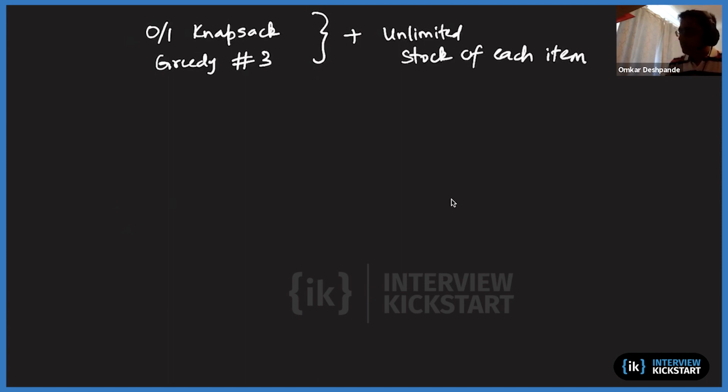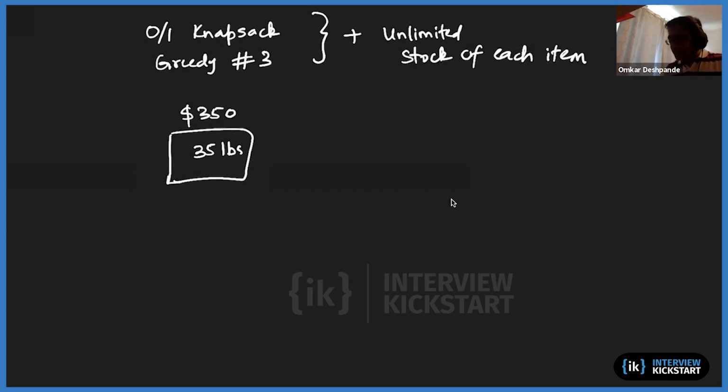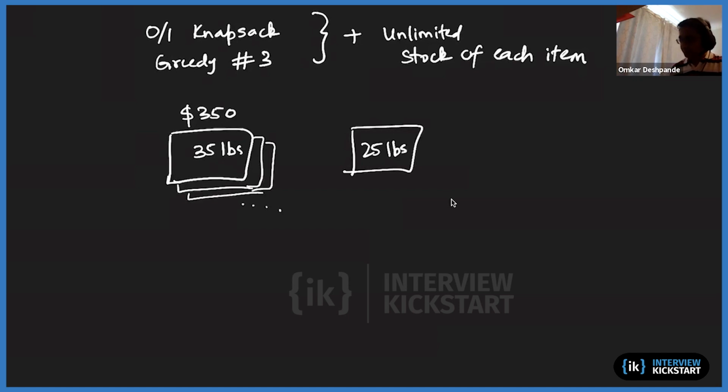And let's just pick 2 items here. Let's pick an item with a weight of 35 pounds, whose price is $350. Okay, there's an unlimited supply of this. So maybe I can draw it like that. And then there's another item which has a weight of 25 pounds, and there's an unlimited supply of that. Its worth is $200. So when it comes to the price per pound, you can see that this is $10 per pound and this is $8 per pound.